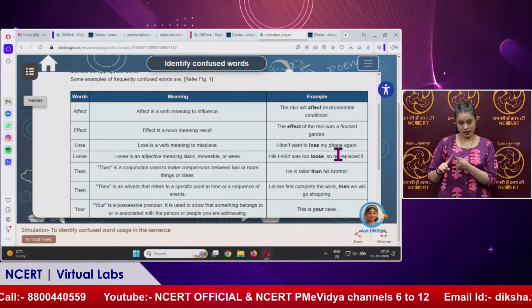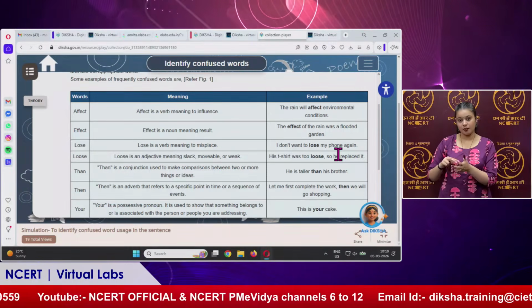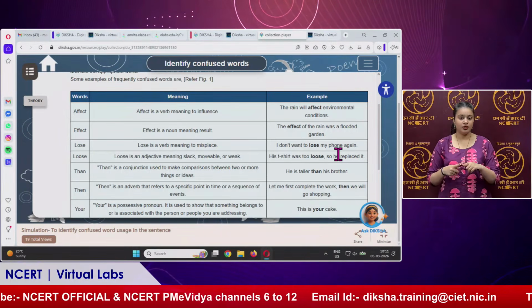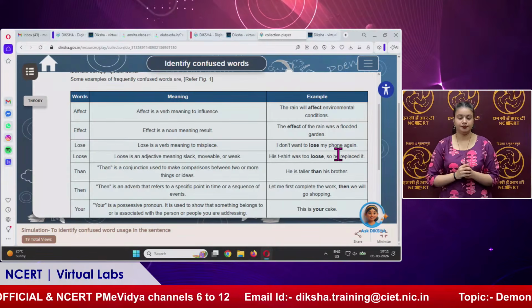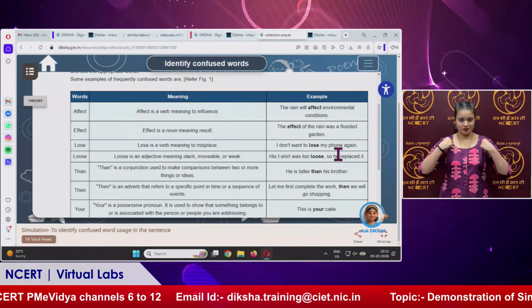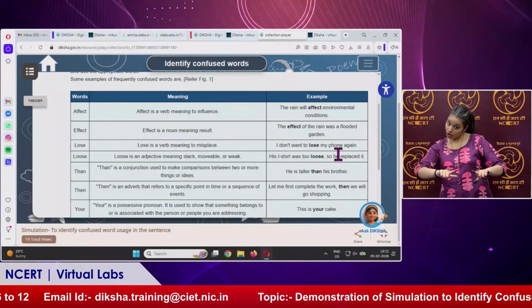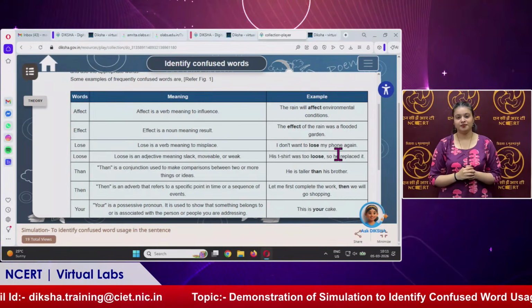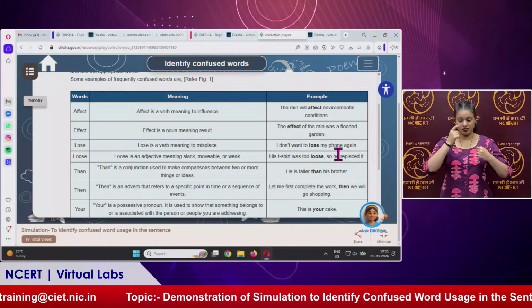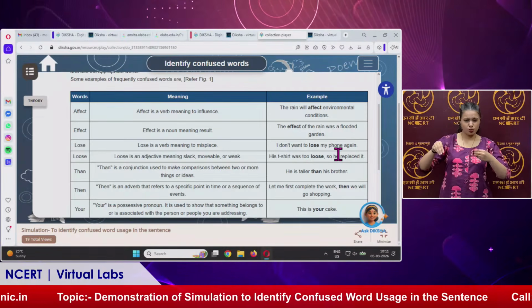So LOOSE is an adjective meaning slack, movable or weak. So the ring that you're wearing is loose, but if you lose it, you've lost it. His t-shirt was loose, so he replaced it. So it's loose, so there are high chances of losing it.